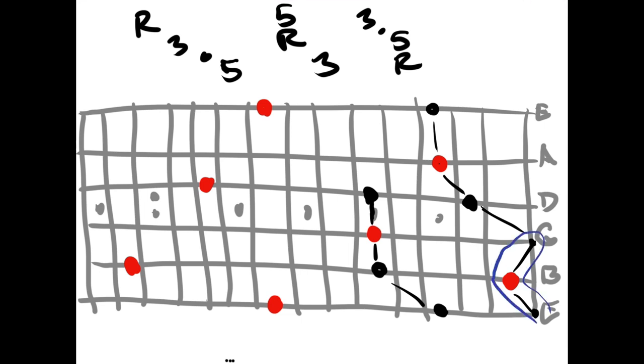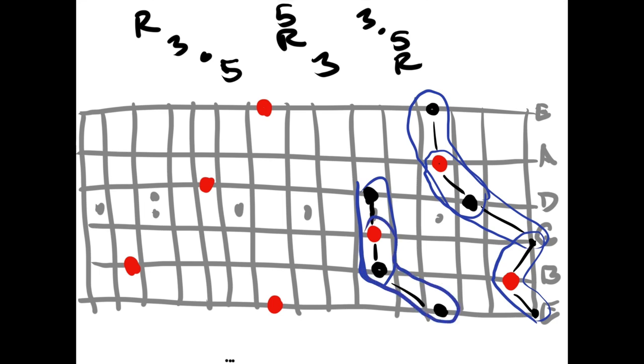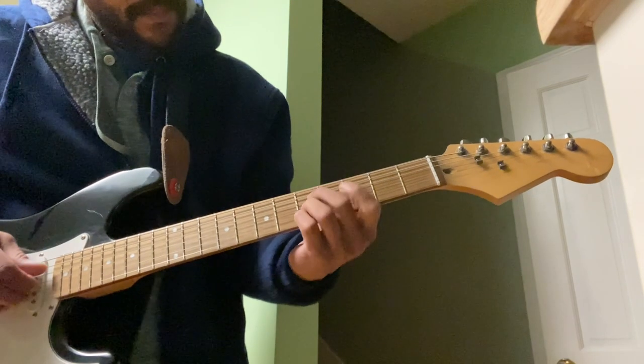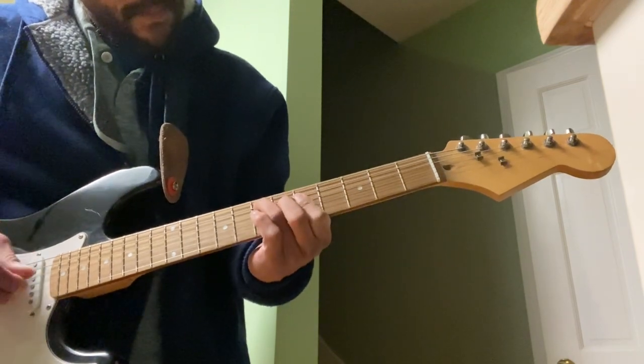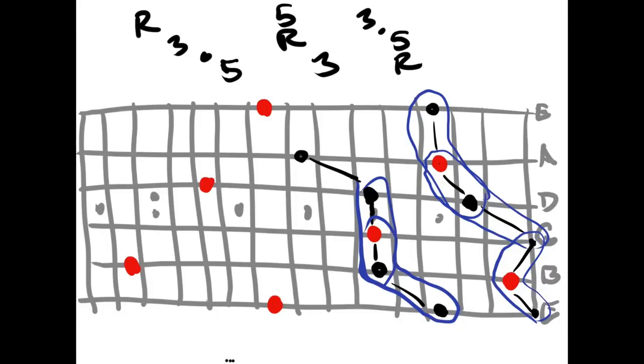Got this one. And for roots at the bottom, fifth above, third two over there. And that's our A shape. This brings us to our G shape.